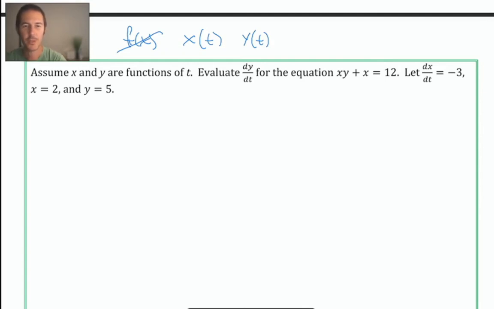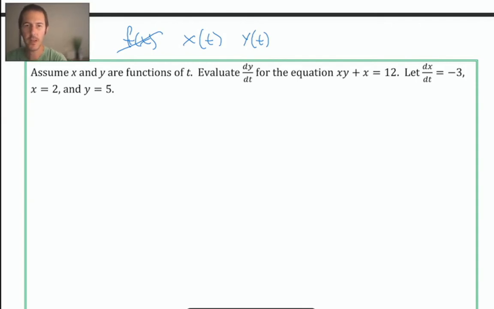So x and y are functions of time. We're going to be evaluating dy over dt for this equation, and we're being given these additional three pieces of information. Let's see what we can do with that.